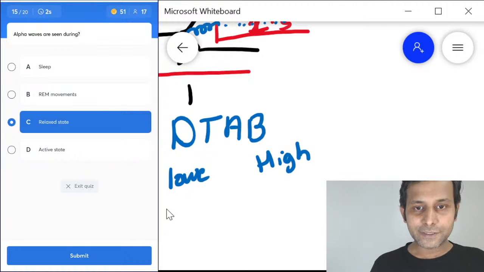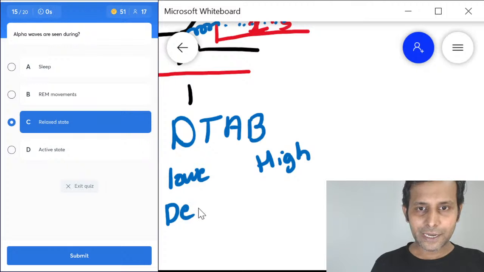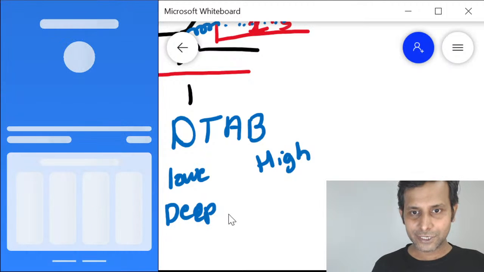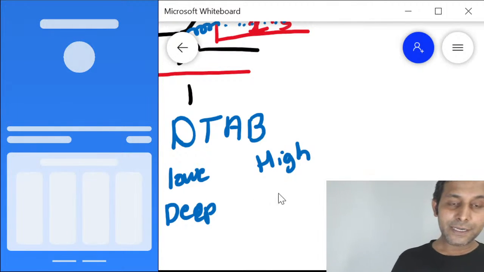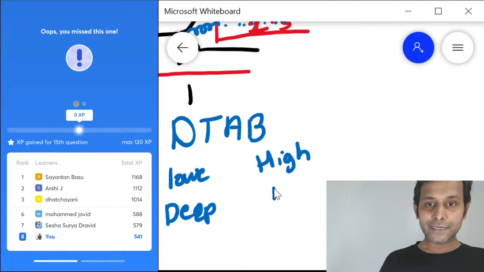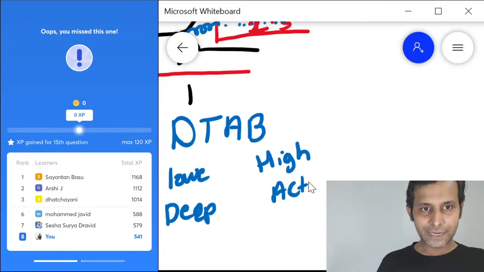Delta wave indicates deep sleep, which means a very relaxed state, whereas beta waves indicate a very active state.